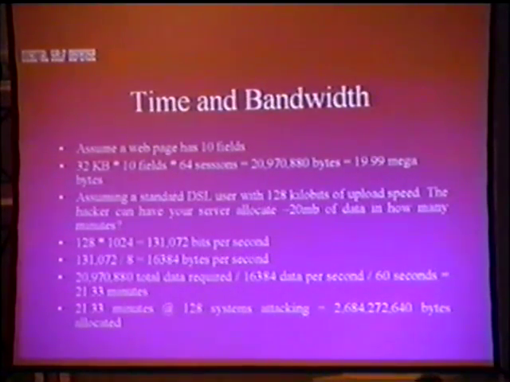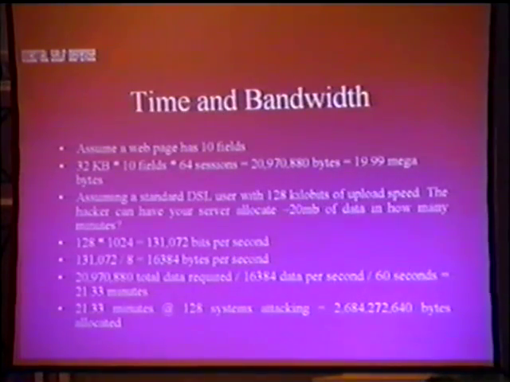We assume for a moment that a standard DSL user, this example gets insane once they have real bandwidth, has 120 kilobits of upload speed bandwidth. So the question is, how long does it take for this hacker to allocate 20 megs of data inside of different fields? The answer is, we calculate his bits per second upstream, we determine how many bytes he can send per second, just 16K. The total amount of data that this person's trying to send, approximately 20 megabytes, divided by his data rate and divided by the number of seconds. We're trying to convert this to minutes, and it comes out to 21.33 minutes. So in 21 minutes, one hacker can have your server allocate 20 megabytes of data.